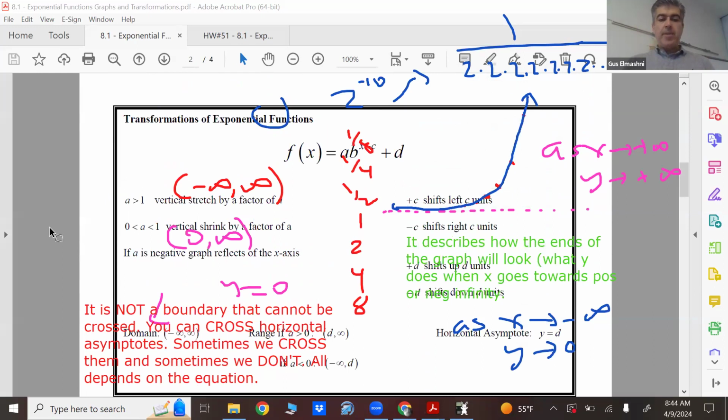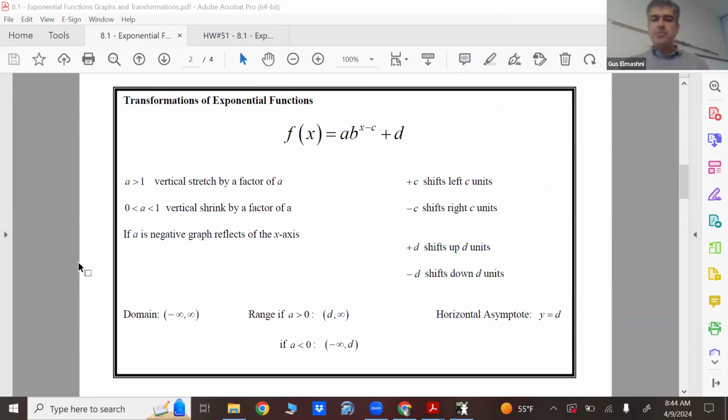All right. Now we're going to talk about transformations of these. You can move these around. They can shift left and right. They can go up and down. They can stretch. They can reflect. So if we look at D first, D is kind of the easiest to deal with, and it's the most intuitive. If D is positive, go up. If it's negative, go down.